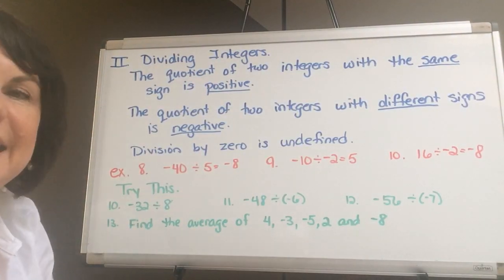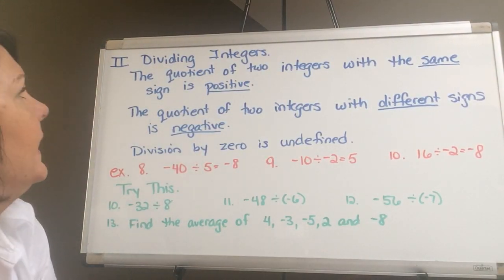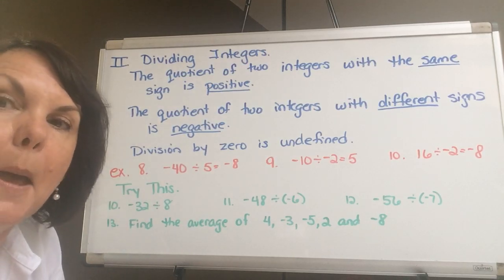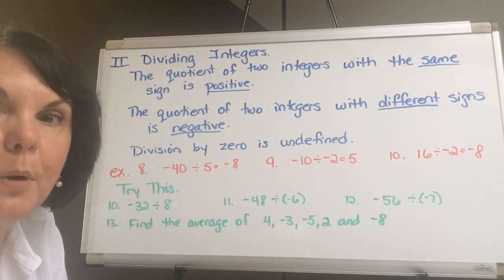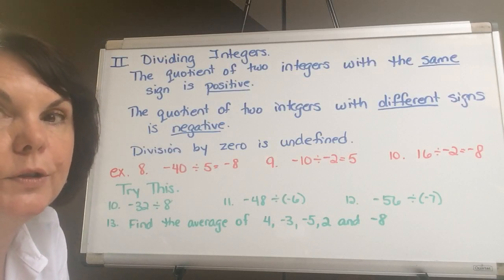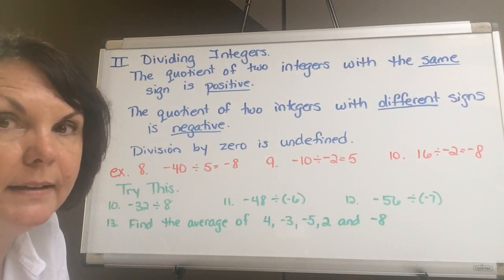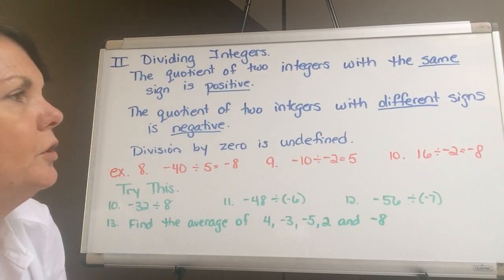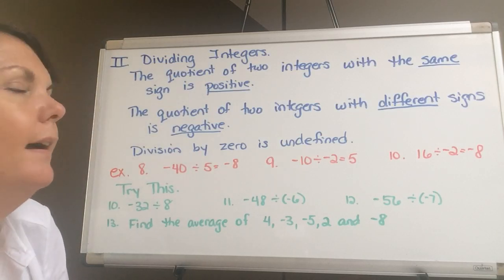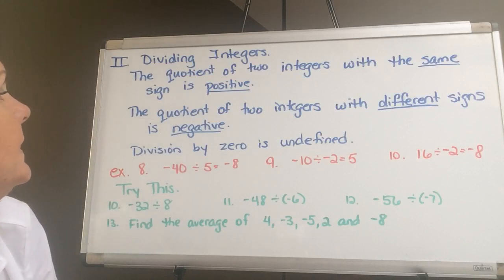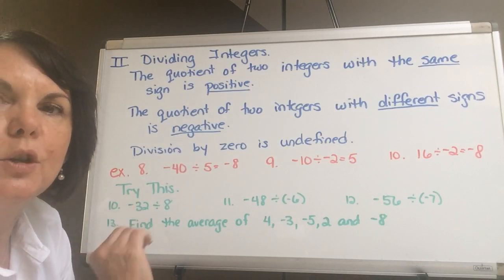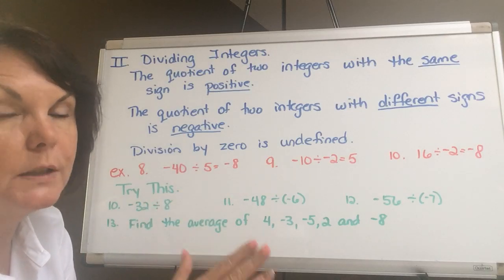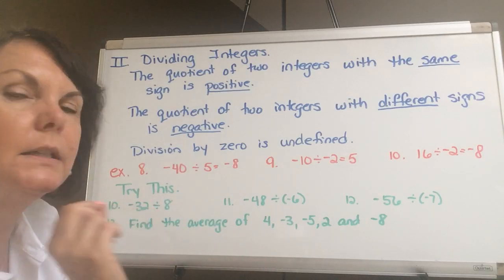Dividing integers, same exact rules as multiplying. The quotient of two integers with the same sign is positive, both negative. Okay, so if you're dividing two numbers and they have the same sign, your answer is positive. All right, the quotient of two integers that have different signs is a negative. Division by 0: you can divide into 0, that's fine, that will be 0. But you can't divide by 0.